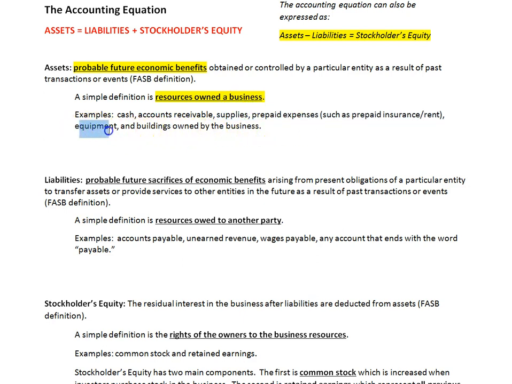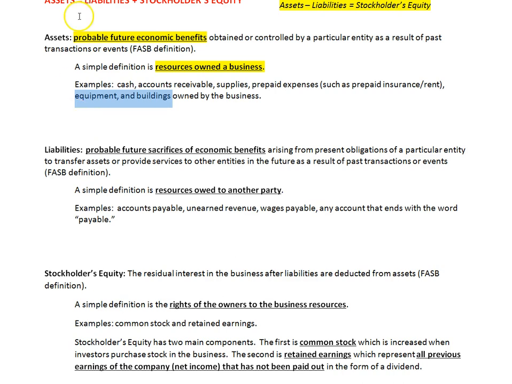Businesses can also have something called long-term assets, or assets that are expected to last more than 1 year, such as equipment or buildings. We'll see a little example in Chapter 3, but there's also a whole other chapter, Chapter 8, over fixed assets, that we'll see later in the course. Alright, liabilities.